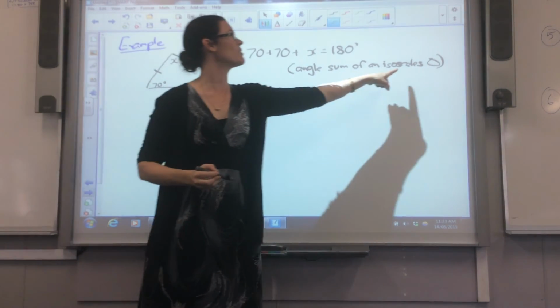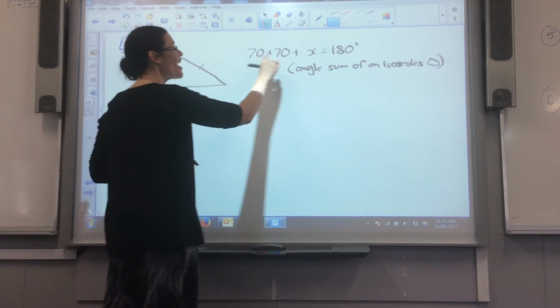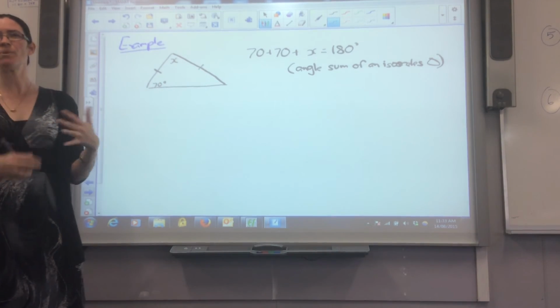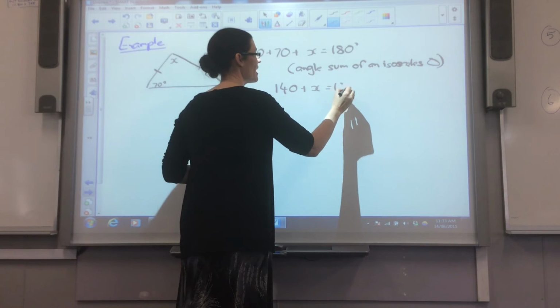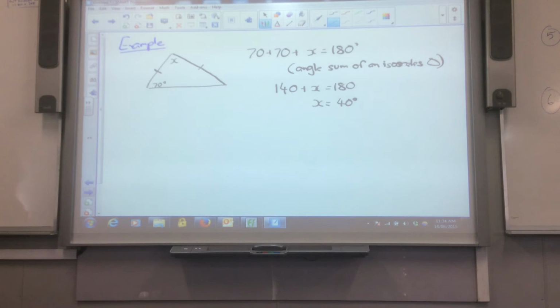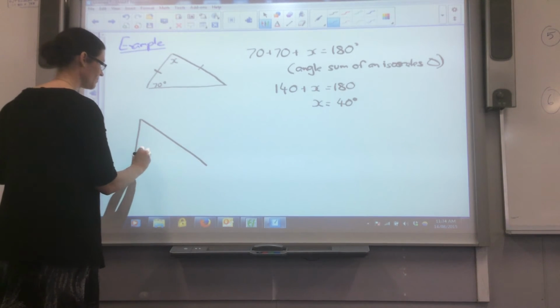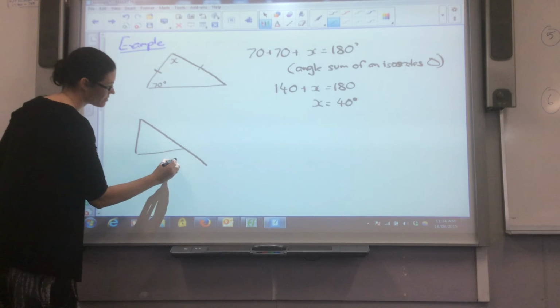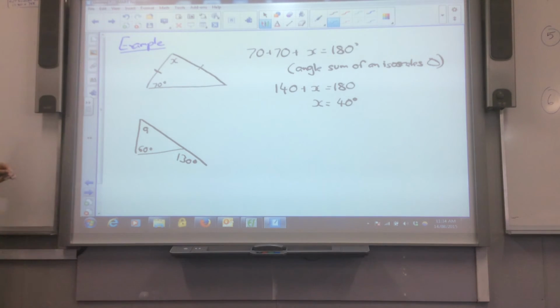Okay, so you need to have the word isosceles and angle sum in there for me to be happy with the answer. Okay, from that point, it's simple algebra to solve that. 70 and 70 is 140, so I've got 140 plus x equals 180, so x equals 40 degrees. Okay? One more example. Let's say we have this shape. Alright, so it's a little bit simpler, this one.